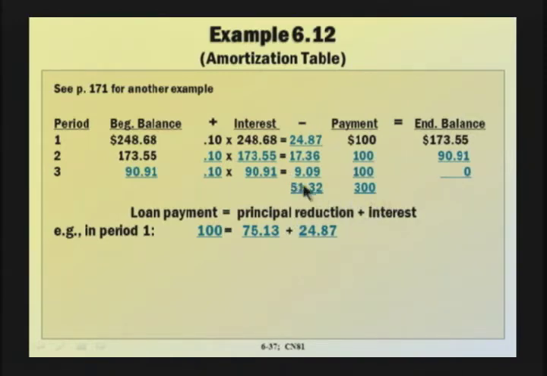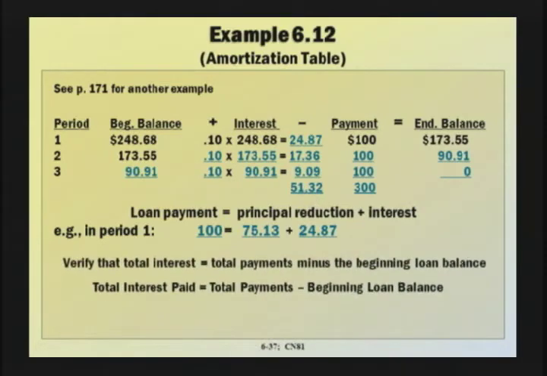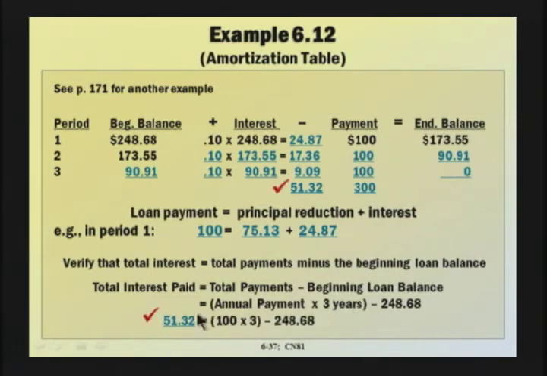Another thing to notice, the total of that interest column, $51.32, could be verified by taking the total amount we repay on the loan, the total of all the payments, which was $300, 3 payments of $100 apiece, and subtracting the loan amount we were trying to repay in the first place, because anything we pay back over and above how much we borrowed had to be interest. So in this case, the total payments is $300. The $248.68 loan is repaid, so $51.32, the difference there must be the total of the interest paid over the life of the loan.